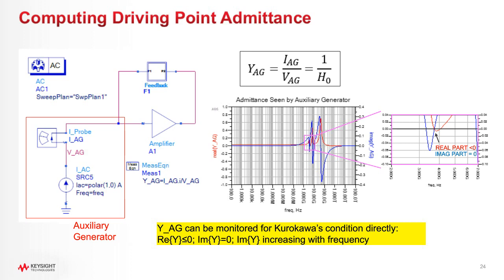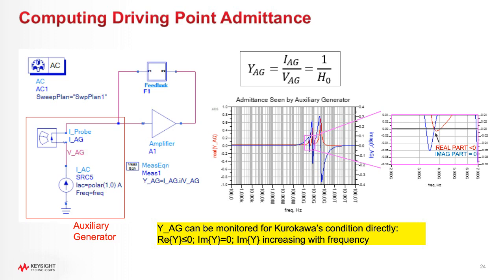So you don't need other tools to figure out whether your response is stable or unstable. You can actually use Kurokawa's oscillation condition. I talk about that a little bit in the videos as well. Essentially, instead of looking at the impedance, you can look at the admittance, so you invert the impedance.